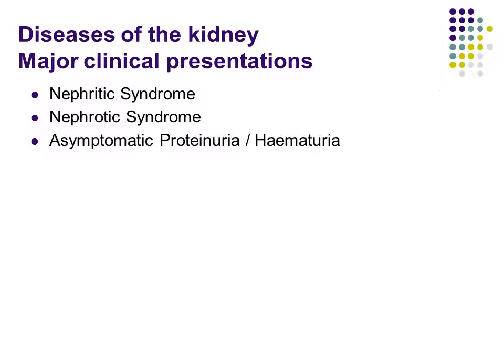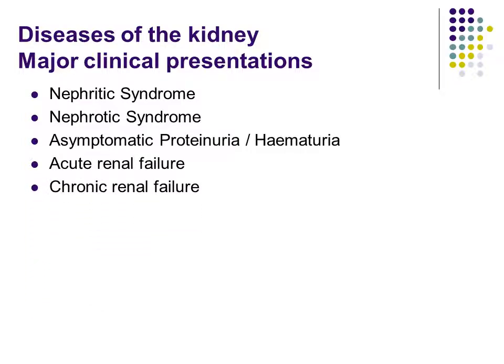Some patients can present with asymptomatic proteinuria or hematuria. They don't have any other symptoms or signs apart from presence of protein in urine or presence of blood in urine. Some patients can present with acute renal failure. It is dominated by oliguria or anuria, that is reduced or no urine flow, and recent onset of azotemia, that is increase in the blood urea nitrogen and creatinine.